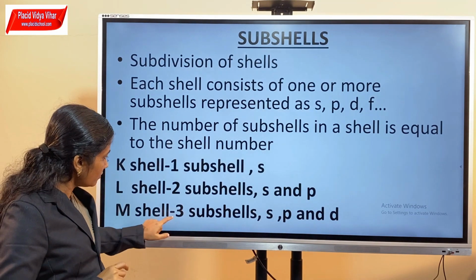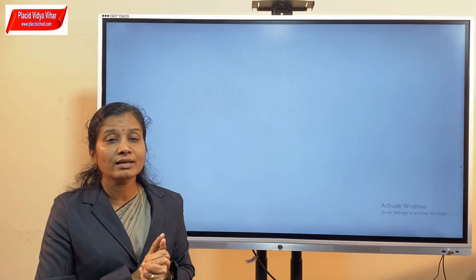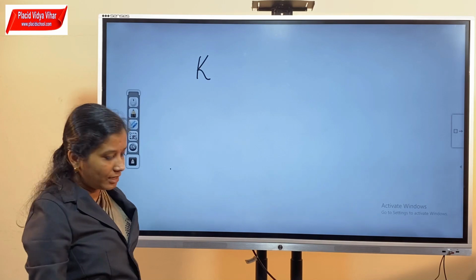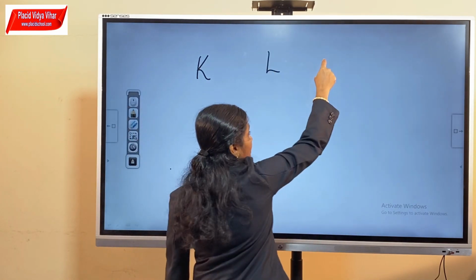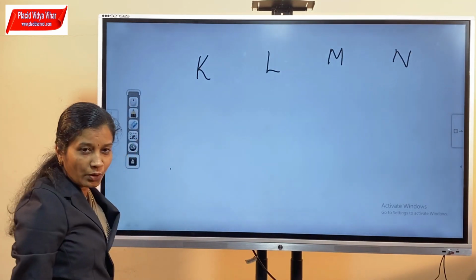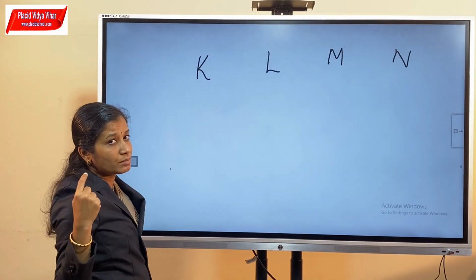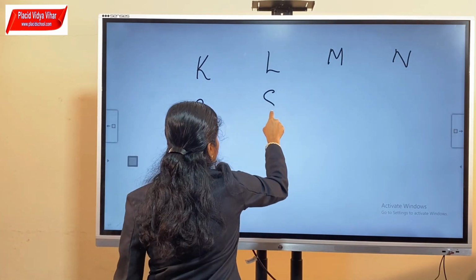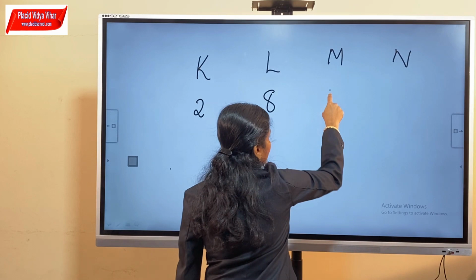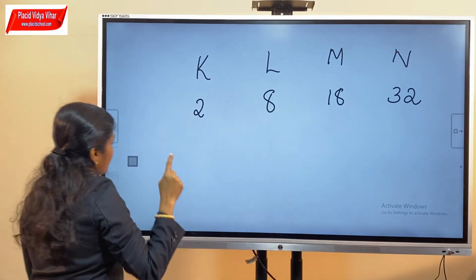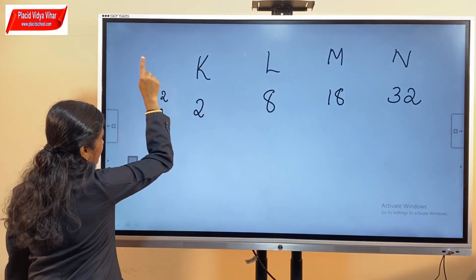Next we are going to see the maximum number of electrons in each shell. The first shell, the K shell, second shell L shell, third shell M shell and the fourth shell, that is N. What is the maximum number of electrons in the first shell? 2. L shell, it is 8. M shell, it is 18. And N shell, it is 32. By using the formula 2n square.